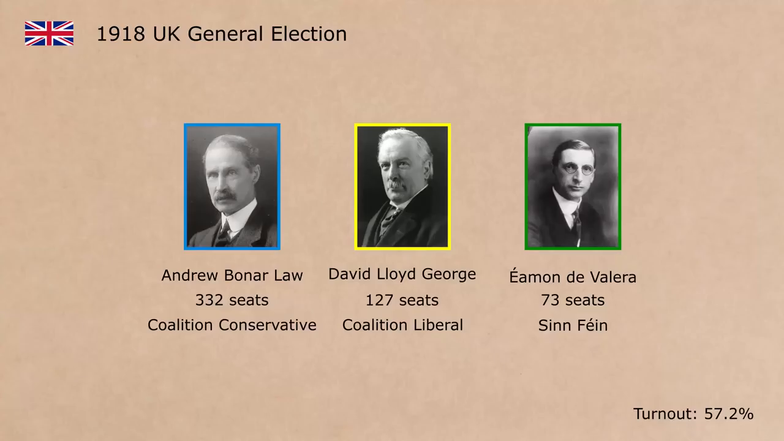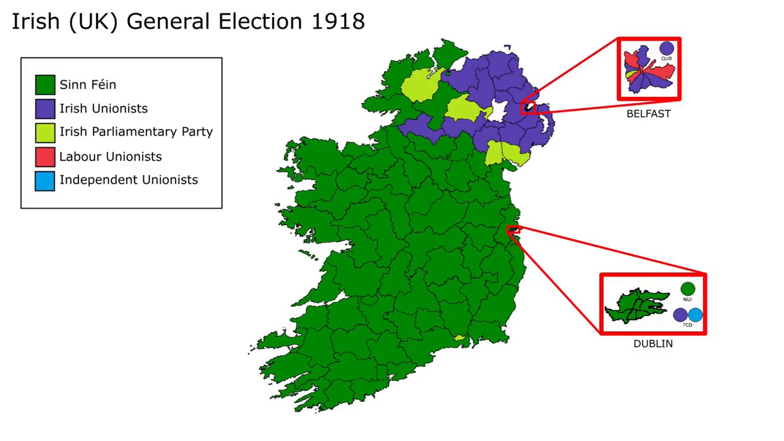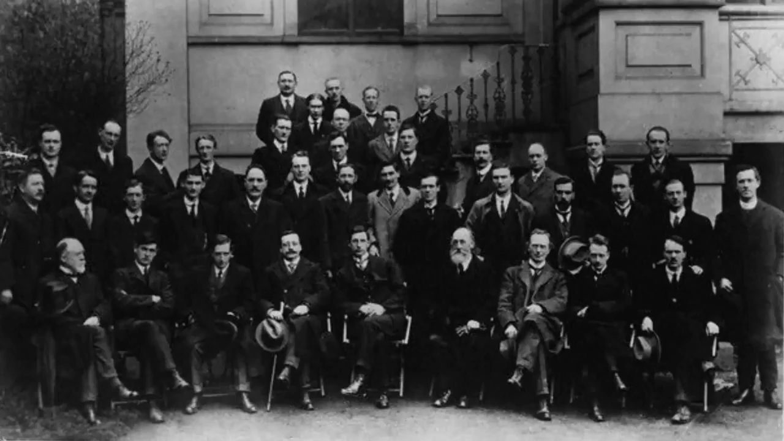In the 1918 UK general election, an Irish political party called Sinn Féin, who supported Irish independence, and many of their members had participated in the Easter Rising, won 73 of the 105 Irish seats at the British Parliament. But they chose to not take their seats at the British Parliament and instead decided to form their own Irish Parliament and proclaim an Irish Republic as a newly independent country.